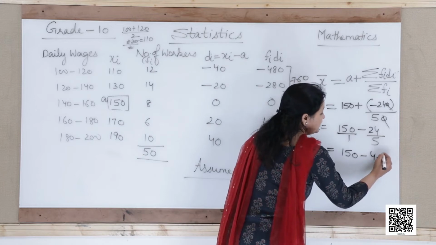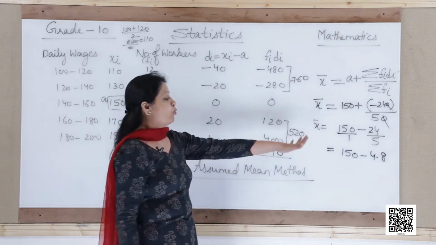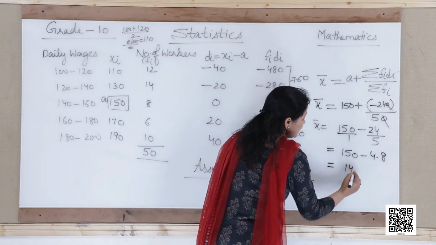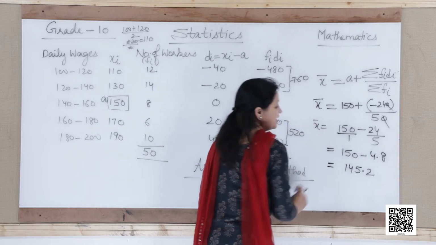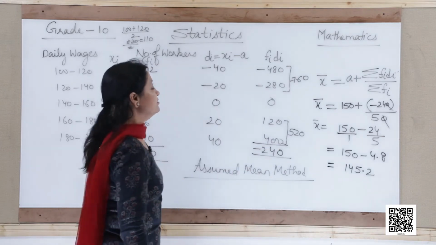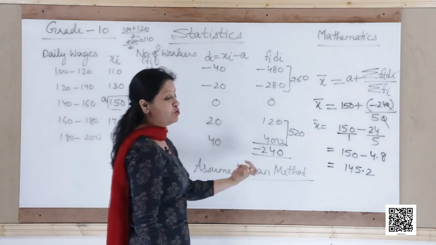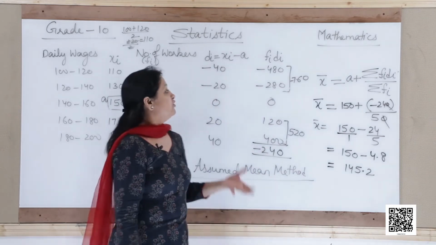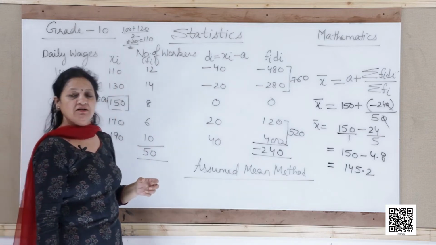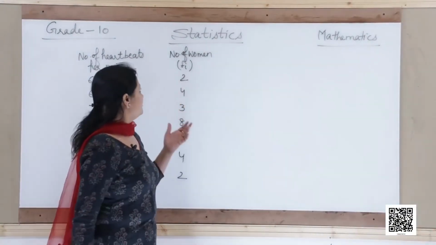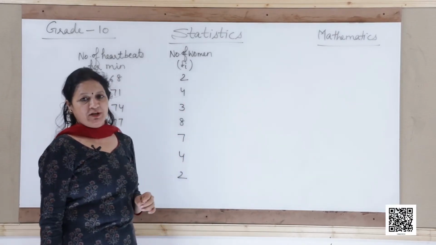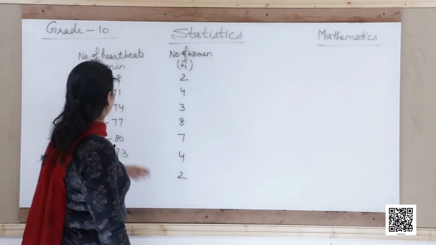5 fours are 20 and 5 eights are 40. So 150 minus 4.8. 150 minus 4.8 is how much? 145.2. So our answer is 145.2. This method is known as assumed mean method, and with this we can do our calculation easier if large numbers are given to us. Right, now we have done how to find out mean with direct method and by assumed mean method. Let's take one more example.